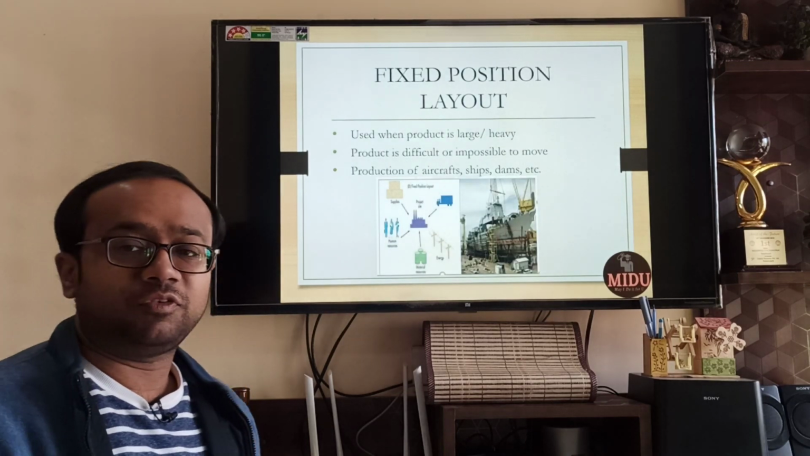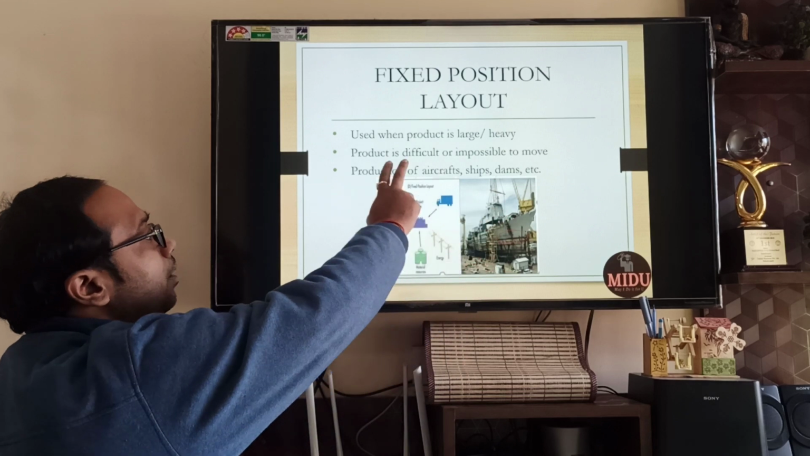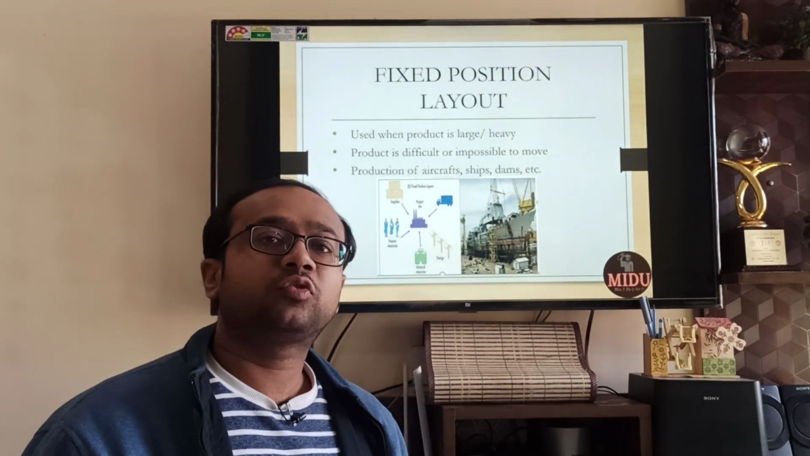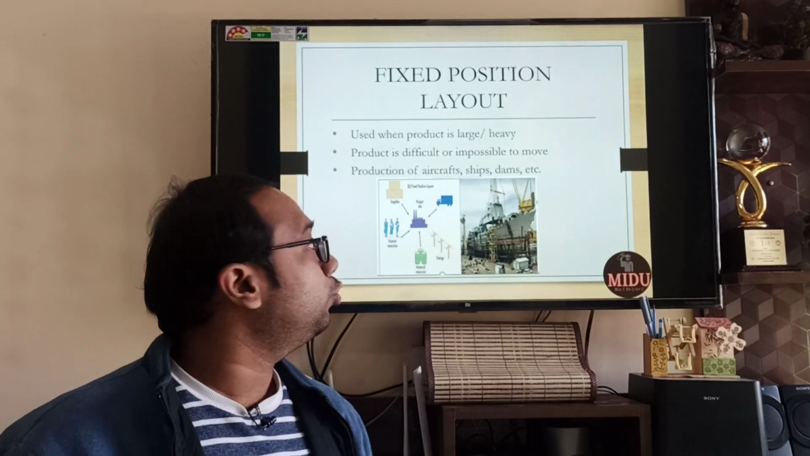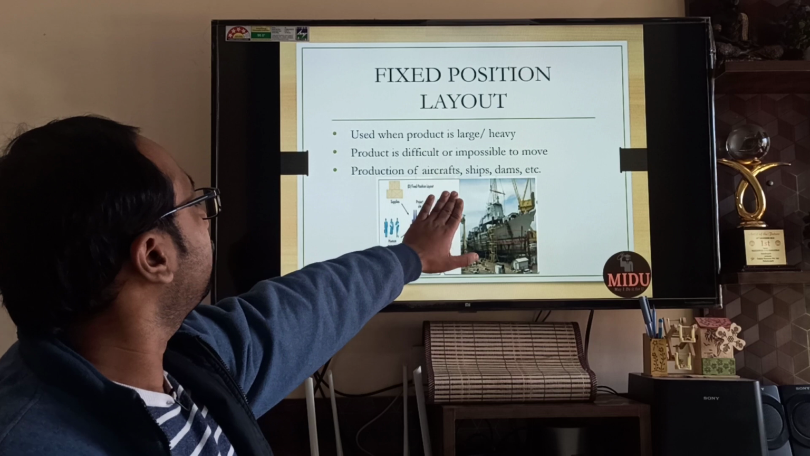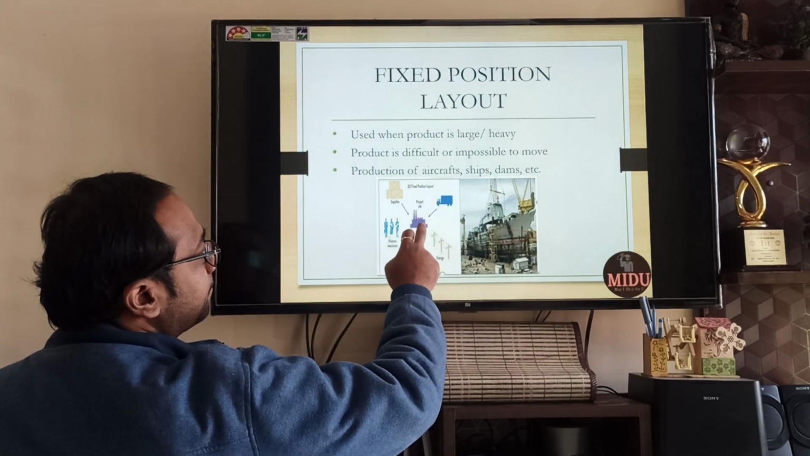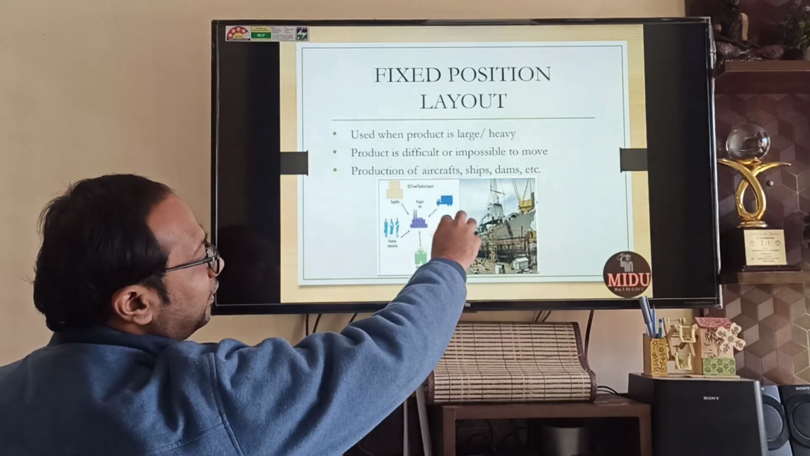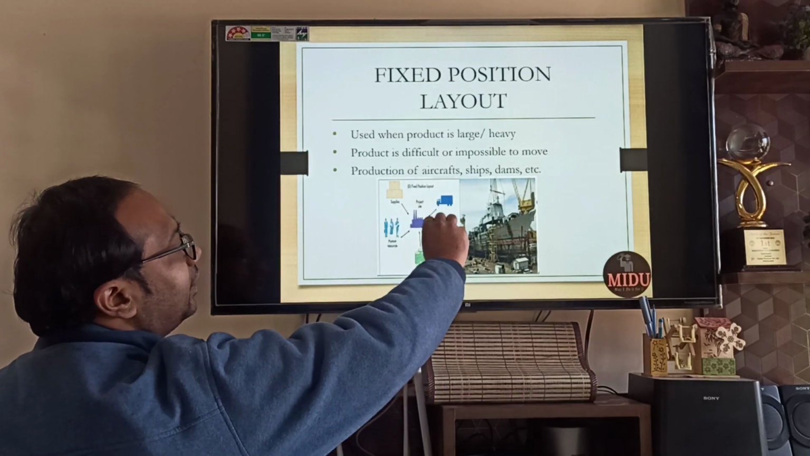Fourth is, my dear friends, the fixed position layout. It is used when the product is heavy or large. The product is difficult or impossible to move. So many times what happens, the product is so heavy that you cannot move it. So at that particular site you need to go and work. Examples are production of aircraft, ships and dams. So in this case, see, this is the product site. All the supplies of raw materials, all the fuels, everything, energy, materials, human resource, everyone needs to come over here.